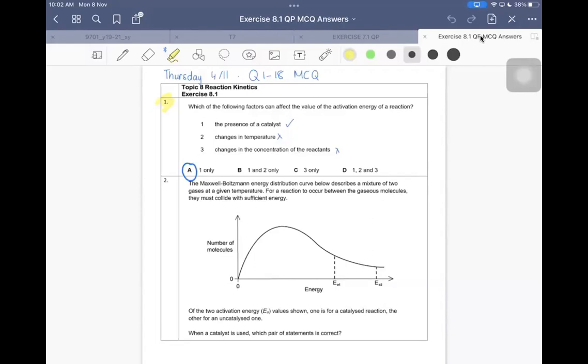So today we're going to look at some questions from topic 8, exercise 8.1, and after this we will be looking at topic 7, exercise 7.1. So for this exercise 8.1, which is on reaction kinetics, I have asked you to vote for the questions that you want me to give further explanation on.